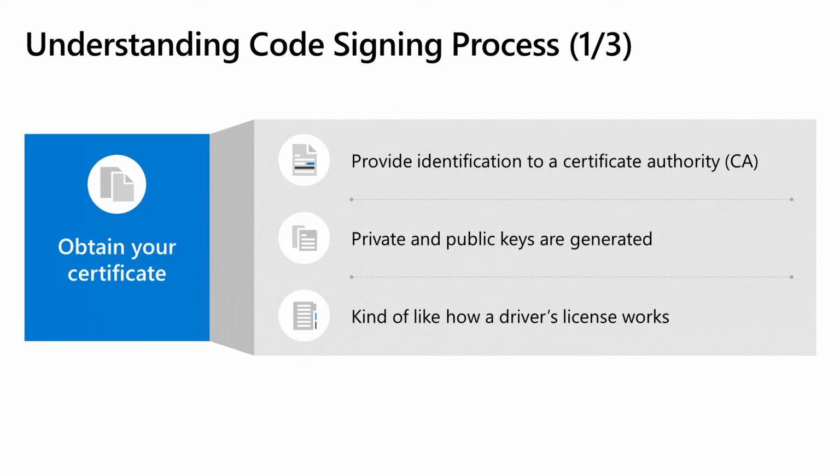So let's understand the code signing process. The first thing you've got to do is get your certificate. You do this by going to a certificate authority and getting verified. Once you've been verified, you are then able to generate a private and public key to be used later on. You want to treat these keys as your driver's license, minus the awkward photo.